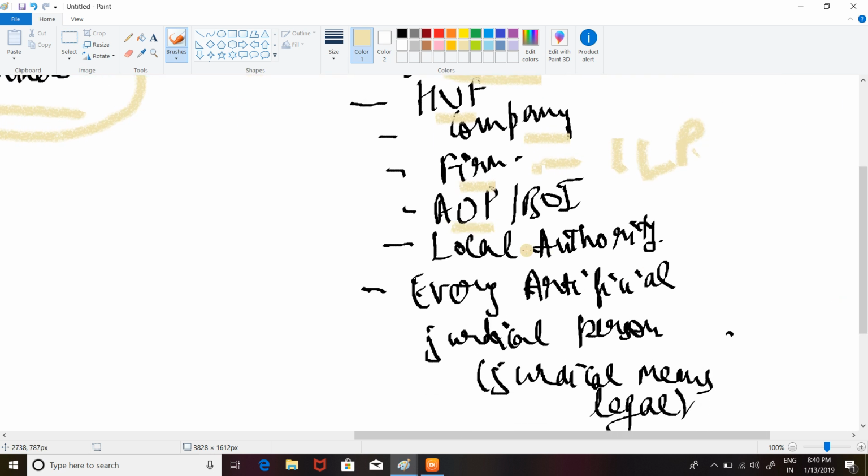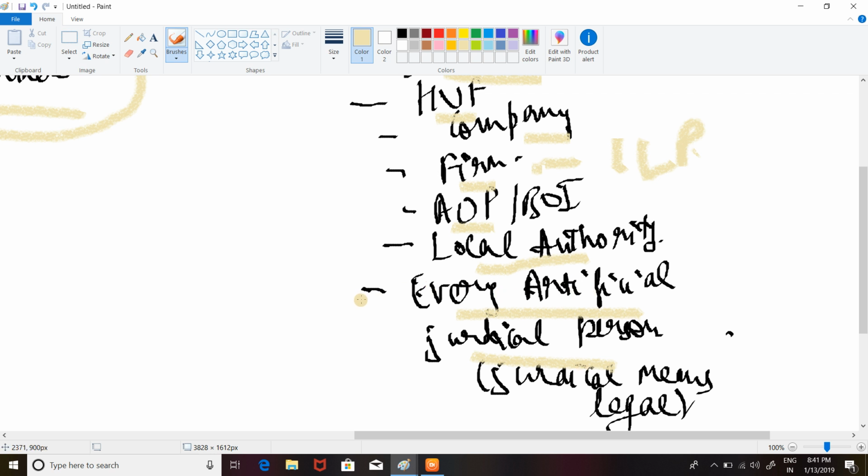AOP is the association of persons, and BOI means the body of individuals. I'll discuss it later on. First, I should complete its meaning. The meaning of a person shall also include a local authority and every artificial juridical person. What is juridical? Juridical means legal.